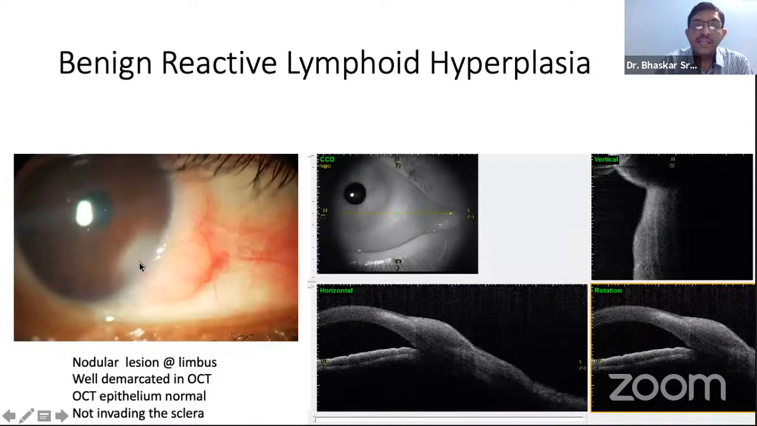If you're looking at this lesion, which is a salmon colored lesion at the limbus, and you look at the OCT, the epithelium of the conjunctiva is normal, and there is a lesion under the conjunctiva. It is well demarcated. It's not involving the sclera. Classically, Karp describes these lesions as hypoechoic with whitish dots, but here it's not significantly hypoechoic. It's almost the same echo as the surrounding, but you can make out the nodule very clearly. And this was a benign reactive lymphoid hyperplasia.